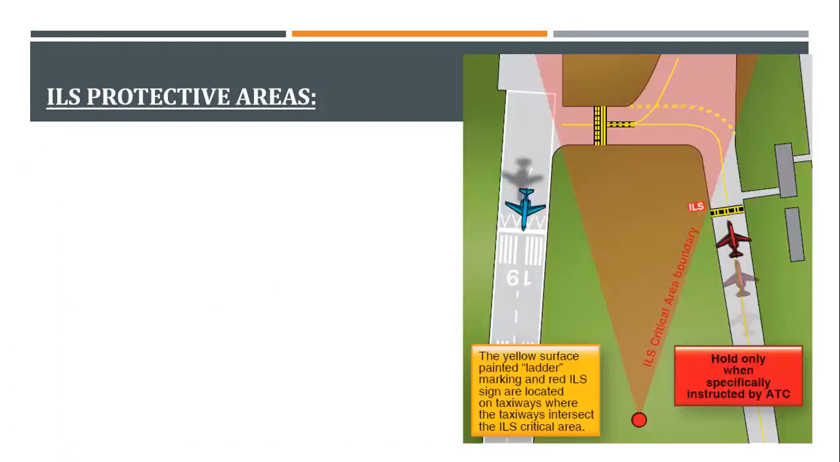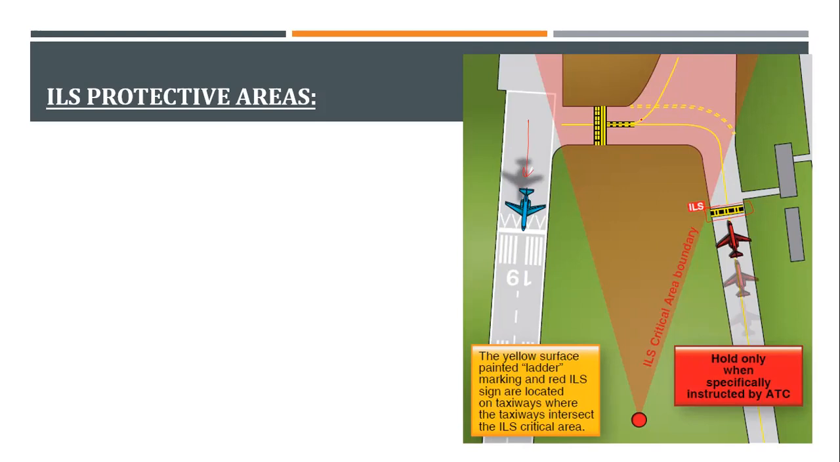What is important is the protective areas of an ILS. If you see the protective areas of an ILS, this diagram is beautifully explaining it all. This aircraft, the blue one, is just making an approach. So it will be using most of the signals of the ILS, right? So there is this point which is made so that the aircraft cannot move ahead of this point before the ATC gives them permission. Why?